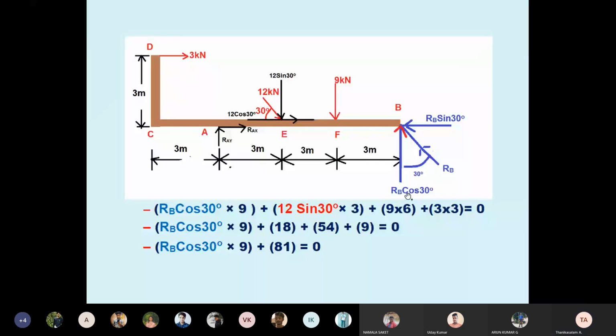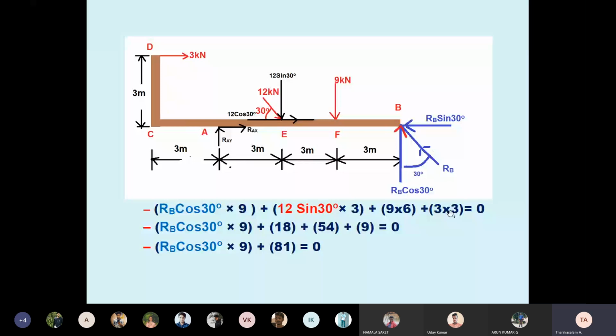RB cos 30 here is anti-clockwise, minus RB cos 30 into 9. How 9? 3 plus 3 plus 3 from the reference point. A point is the reference point. Therefore RB cos 30 anti-clockwise. Then 12 sin 30 into 3 meter, clockwise, plus 9 into 6. See the AF. Why is it 6? 3 plus 3. See, students, 3 is here, but our reference point is A. From A to D, how much height? 3 meter, perpendicular with respect to A. So 3 into 3 equal to 0.